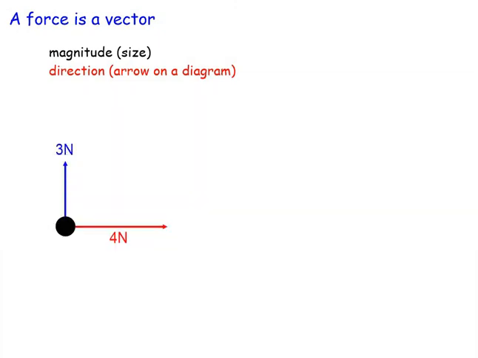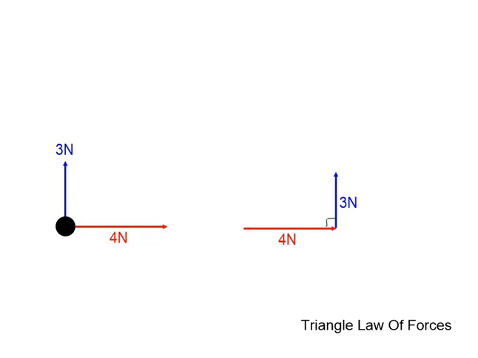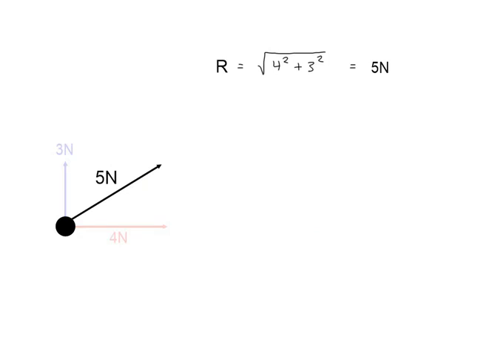So let's take this example. Both of these forces are acting on this particle. These two forces here are perpendicular to each other. The triangle law of forces states that the resultant effect of these two forces can be represented by the third side of this triangle. The magnitude of this force is 5 newtons from Pythagoras' theorem. So now these two forces can be replaced by this single resultant force, like this.